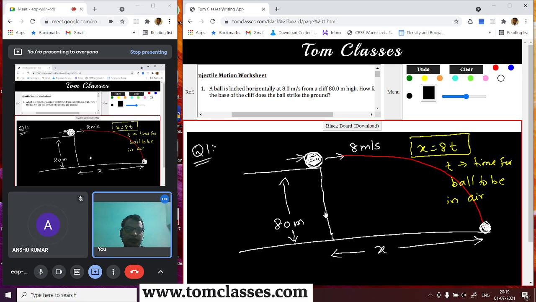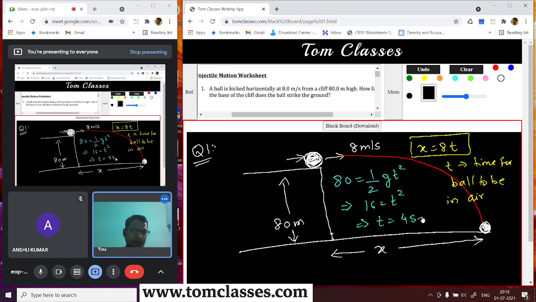So how much has to be that time? That time has to be when the ball has fallen 80 meters, right? So 80 is equal to half g t square. If I take g as 10, this is going to be 16 as t square. So my time will be 4 seconds. The ball is in the air for 4 seconds. So how far is it going to land away? That is 8 into 4, 32 meters, right?